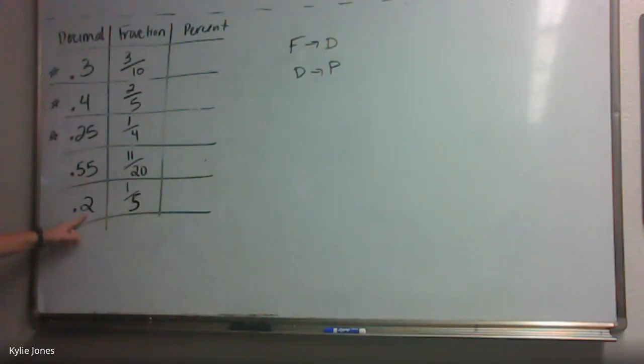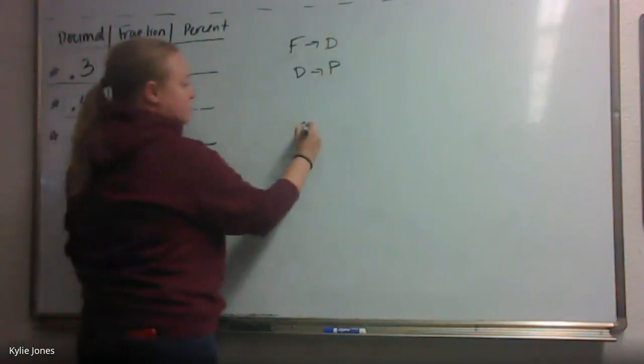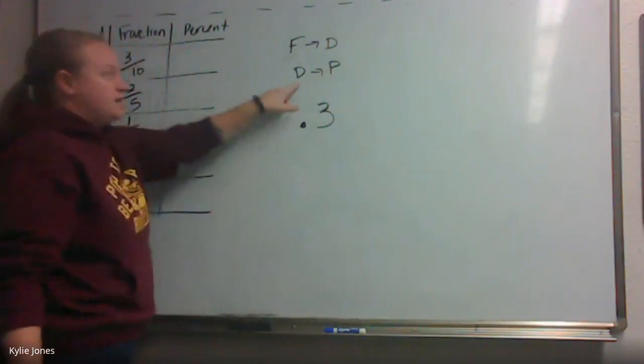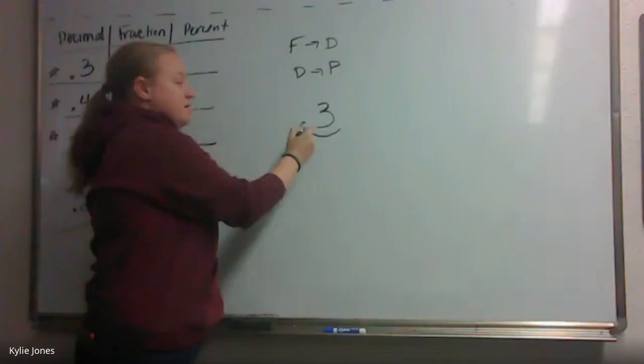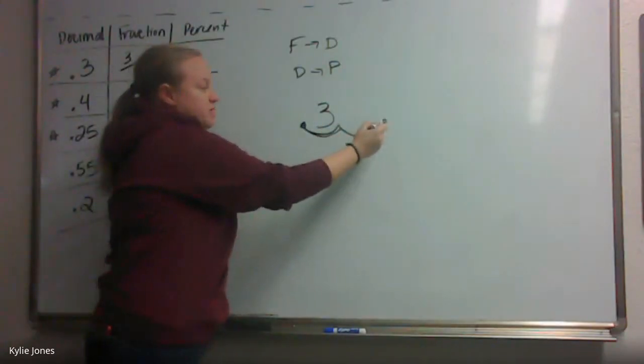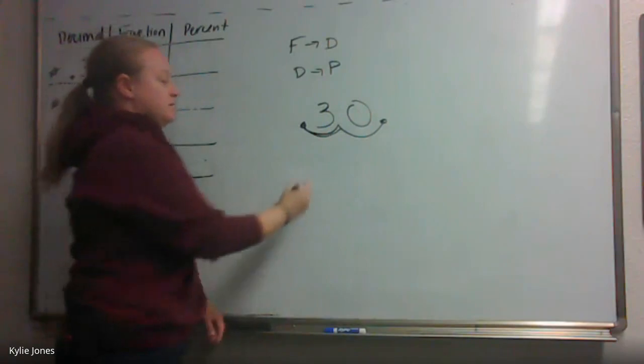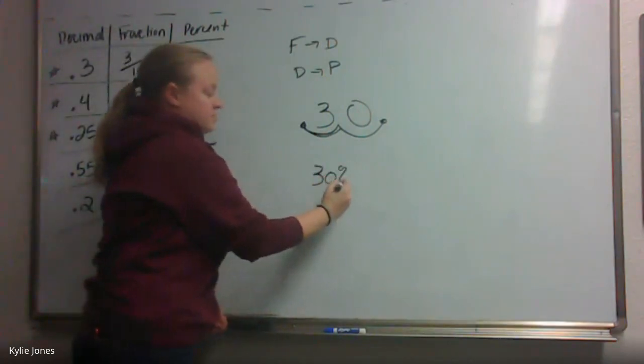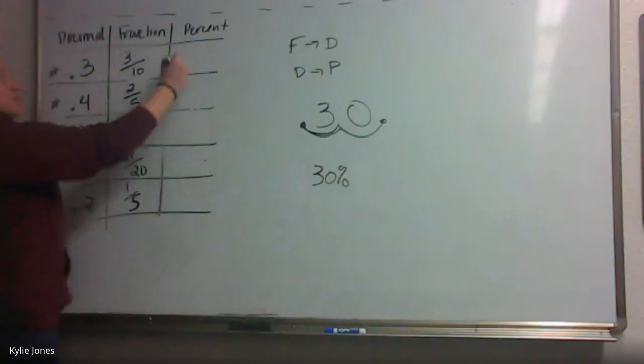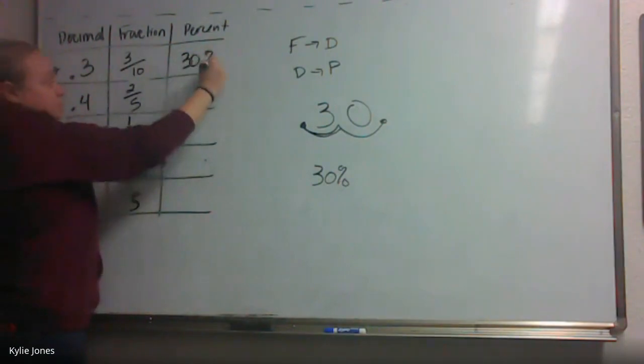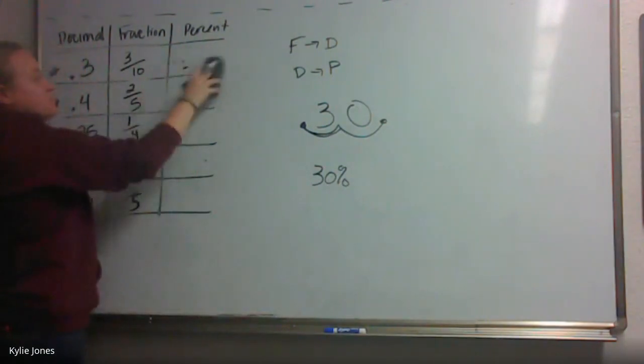So now we'll start at the top this time. Let's take 0.3 and change it to a percent, decimal to percent. All you're going to do is take your decimal and bounce it 1, 2 times. Add a 0 if you need to. This is 30%, and you're done. Just move the decimal twice to the right. 30%.